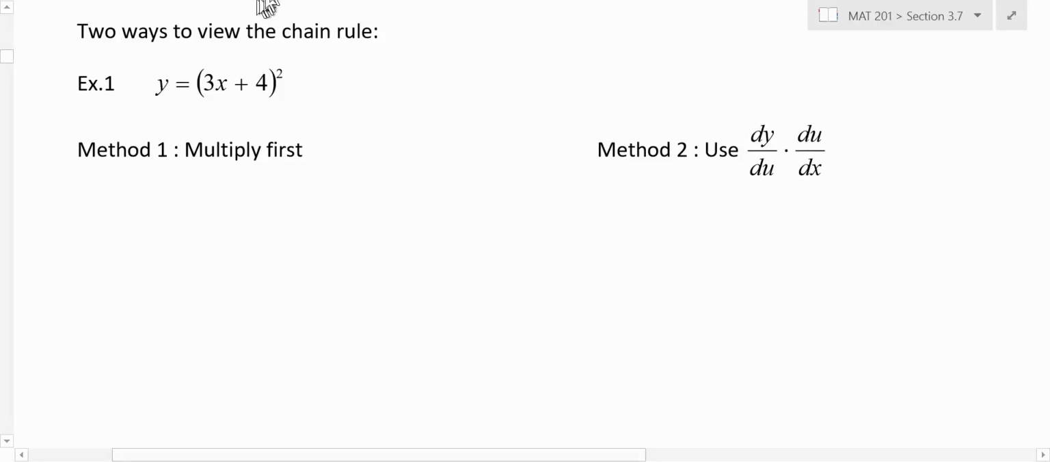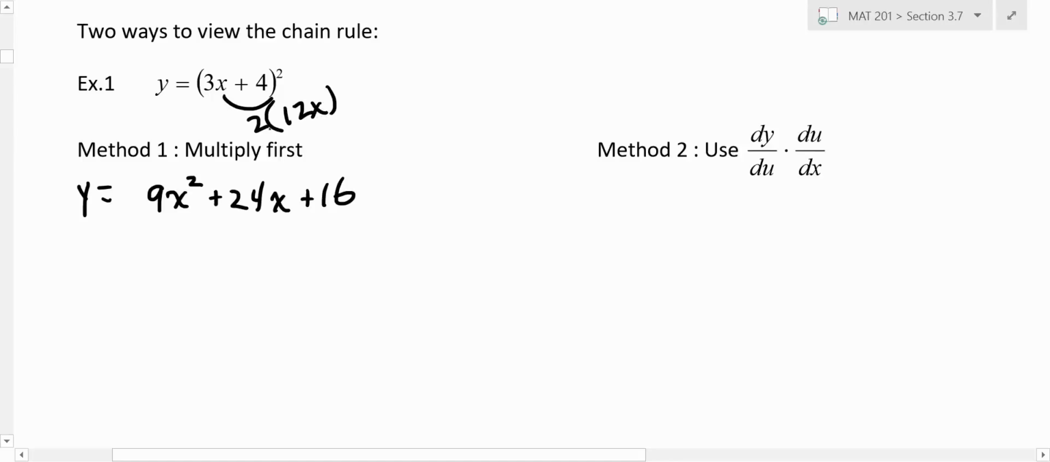So here's how we've learned to do this problem so far. All we could do was multiply it out. You can write it out twice and FOIL, or you can square it in your head with the shortcut I've taught you. You would get 9x squared plus 24x plus 16. Square the first term, square the last term, and remember to double the product of the inner terms.